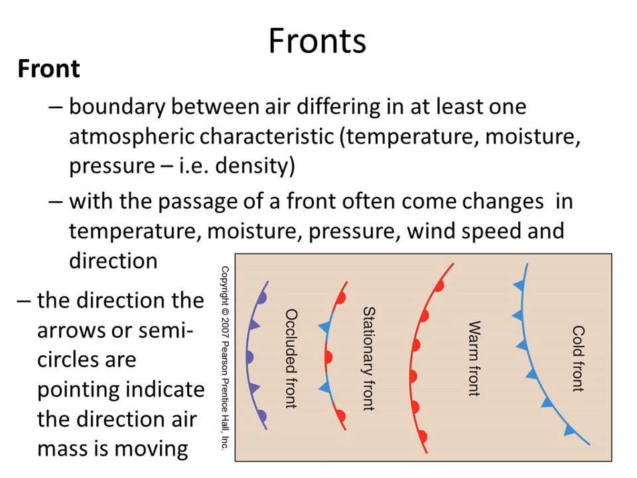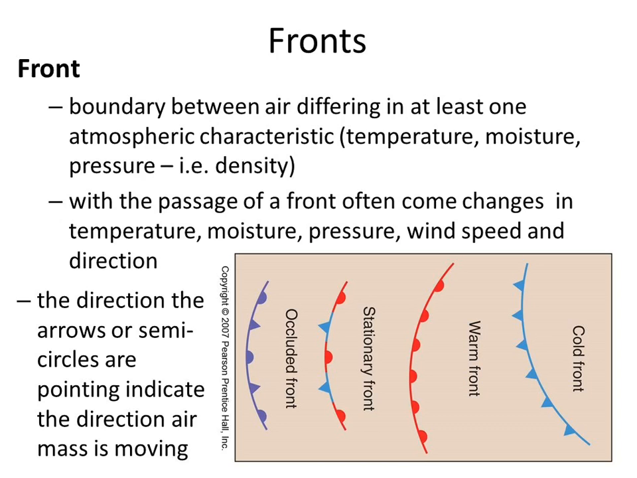Notice that they have a color, but they also have a symbol: triangles are associated with a cold front, semicircles with a warm front. A stationary front, you can see semicircles and triangles. And an occluded front has semicircles and triangles, but they're on the same side. So these are all the fronts. Now, the direction of the arrows with semicircles shows the movement.